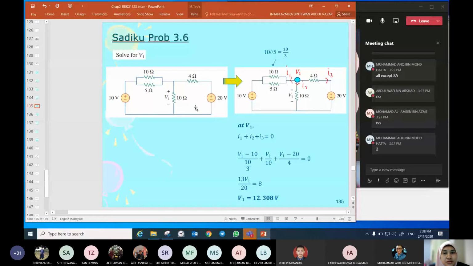Solve for V1. V1 is here. V1 is the voltage drop across 10. So since this is V1, I put the node here as V1, because V1 here is the same as the V across 10. I make these resistors parallel, so it becomes 10/3. So we apply KCL at V1.